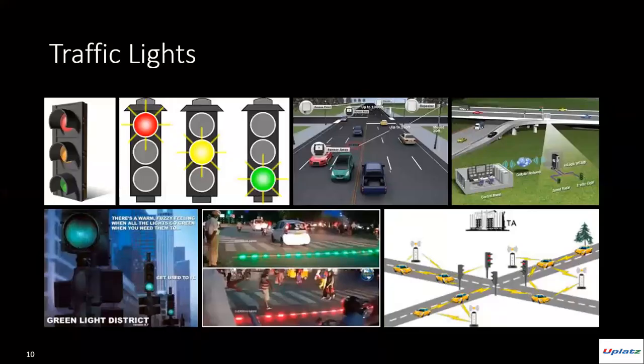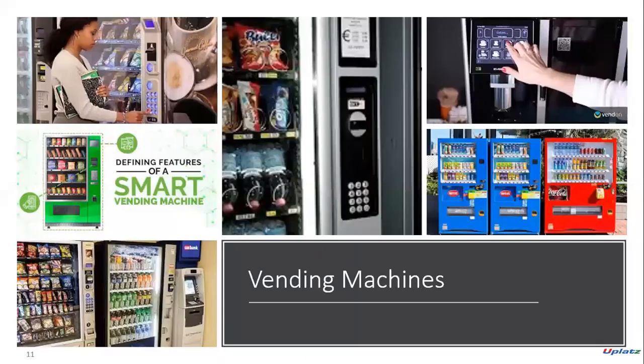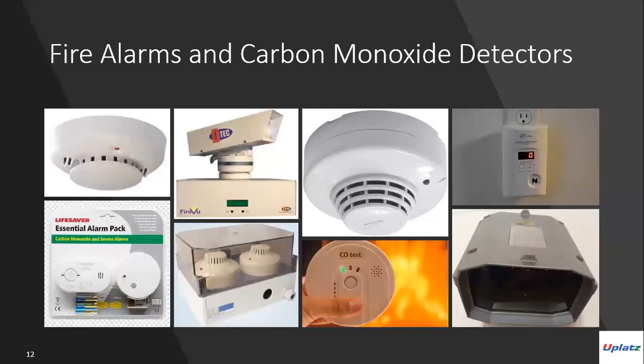And we also witness various traffic lights in various configurations. All of them use embedded systems. And we also use many types of vending machines wherever we go, and such vending machines are also an application of embedded systems. And we also have fire alarms and carbon monoxide detectors, both in workplaces and at home.